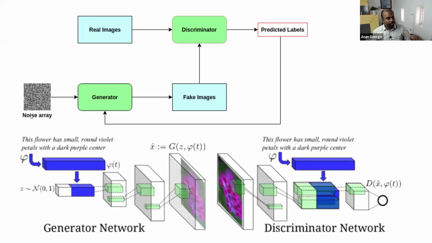For the generator network, the text is, the flower has small round violet petals with a dark purple center. This will be processed by NLP and then tokenized and each word understood. Then for that word, it will try to produce objects and create an image. Then the discriminator network will try to pick out those objects from that image and say whether it is matching or not. So this is the generative adversarial network.